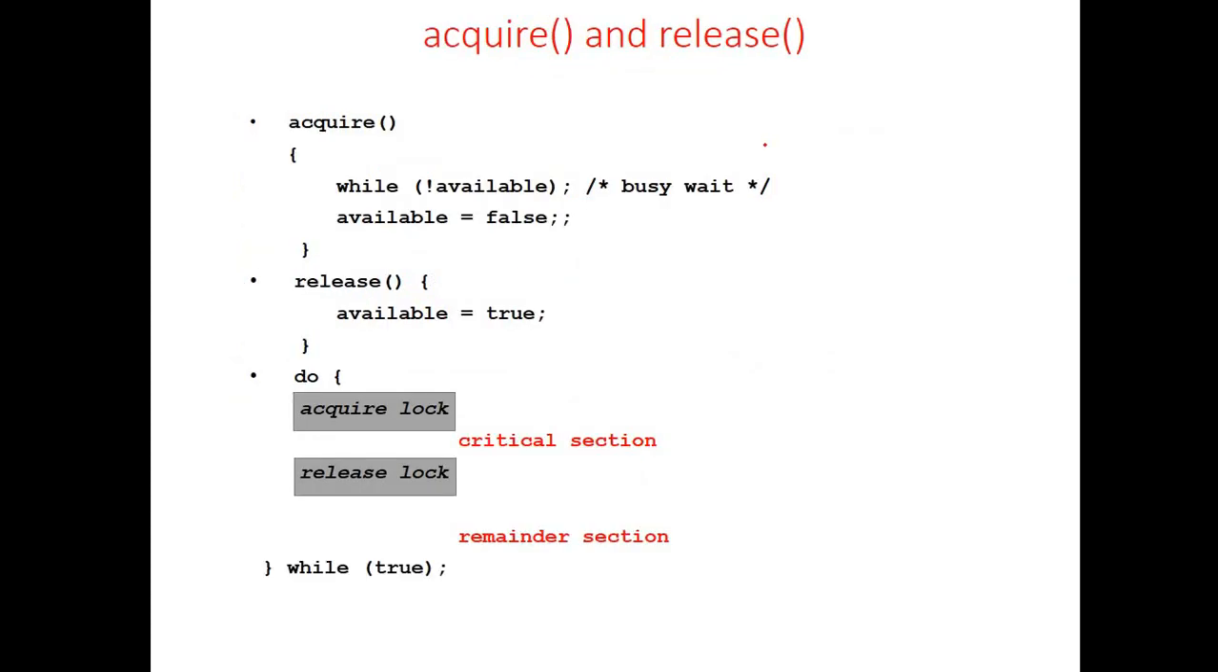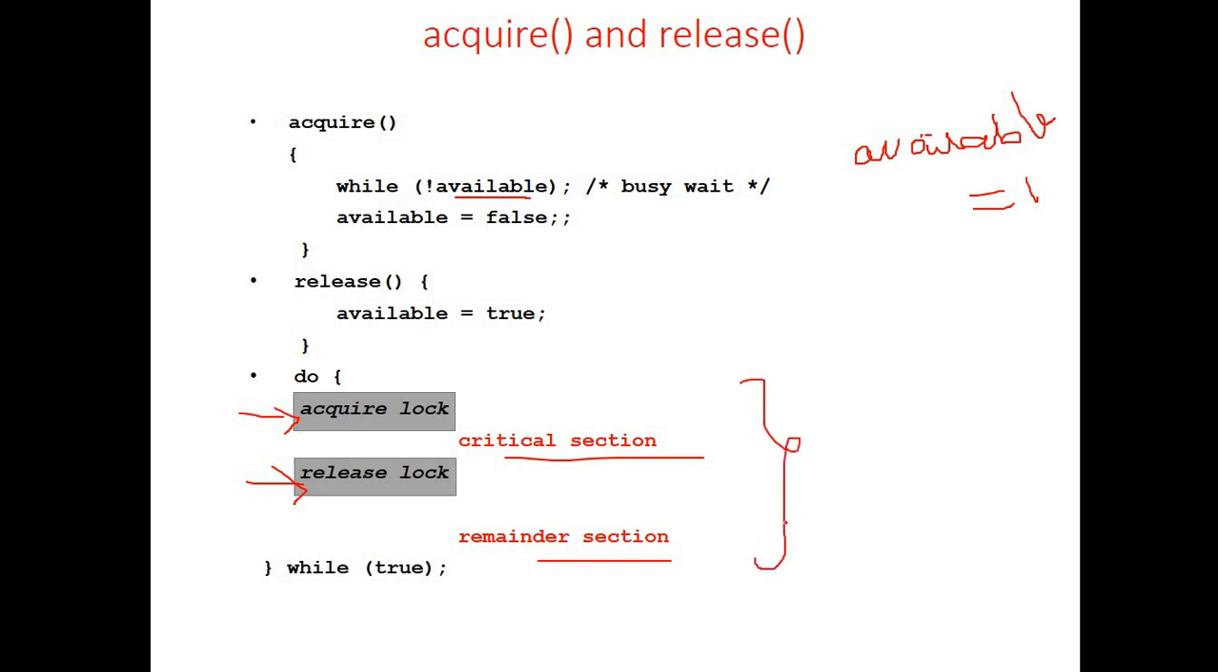Let us see how these acquire and release functions are implemented. Let available be a variable, the mutex variable. The initial value of the available variable will be true. That means the resource is available and is not held by any process. A process that wants to make use of this resource first acquires the lock, enters into the critical section, then releases the lock, comes out of the critical section, and performs the operations in the remainder section. This is the execution sequence of a process making use of mutex locks.